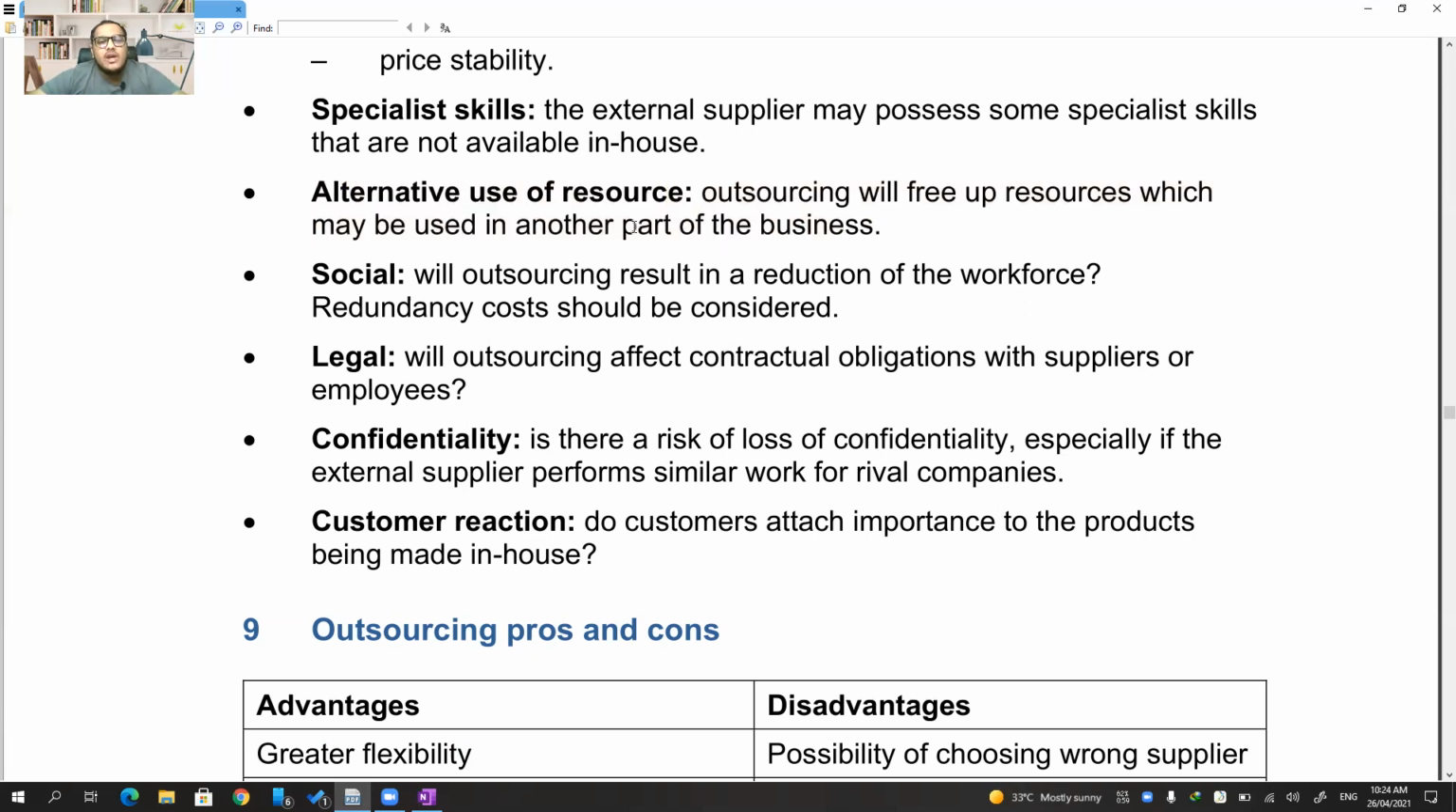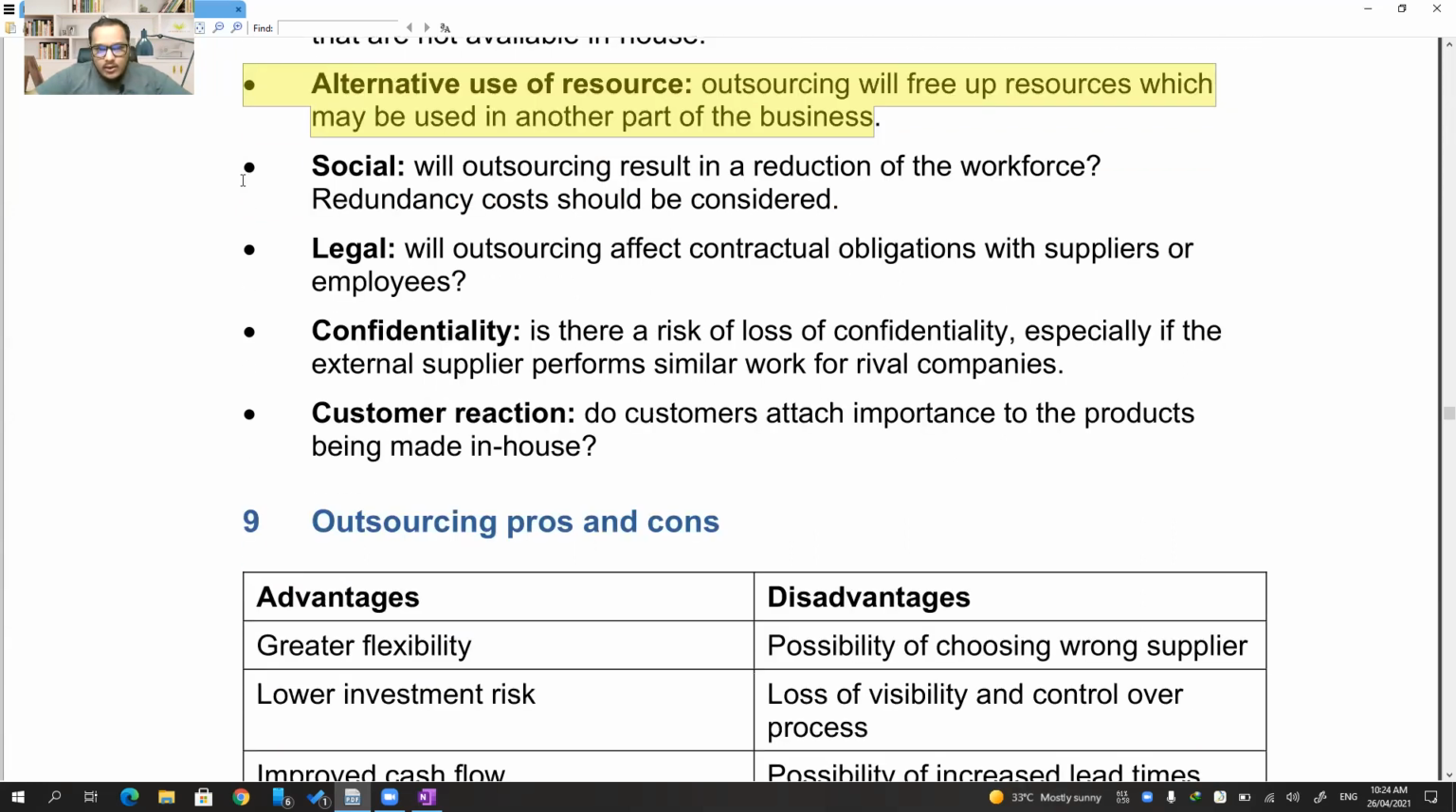The resource which we are acquiring from outside may have an alternative use. So if I'm buying from outside, my existing resources will become free and I can work on some other project as well. My labor are there, sir. Instead of asking the labor to produce something, if I'm buying that something from outside, my labor will become free. I can use them in some other projects.